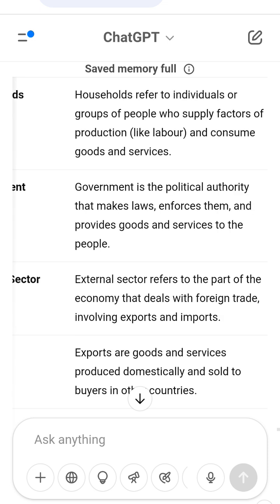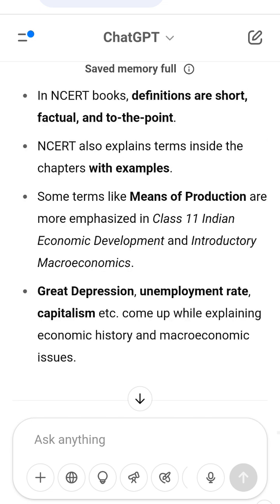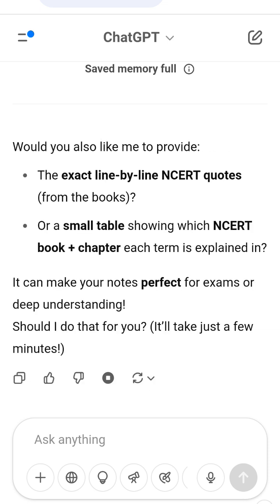Important notes, NCERT style. In NCERT books, definitions are short, factual, and to the point. NCERT also explains terms inside the chapters with examples. Some terms like means of production are more emphasized in Class 11 Indian Economic Development and Introductory Macroeconomics. Great Depression, unemployment rate, capitalism, etc. come up while explaining economic history and macroeconomic issues.